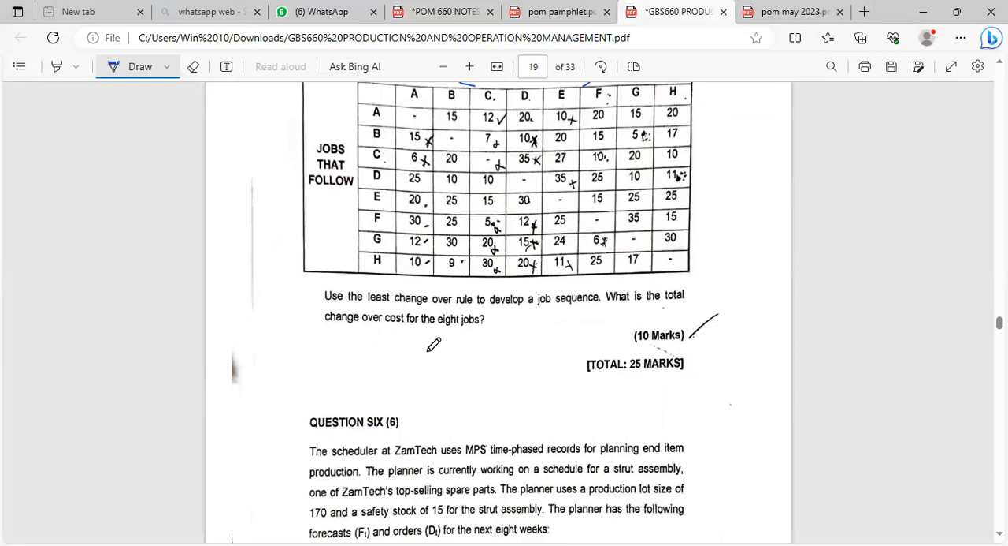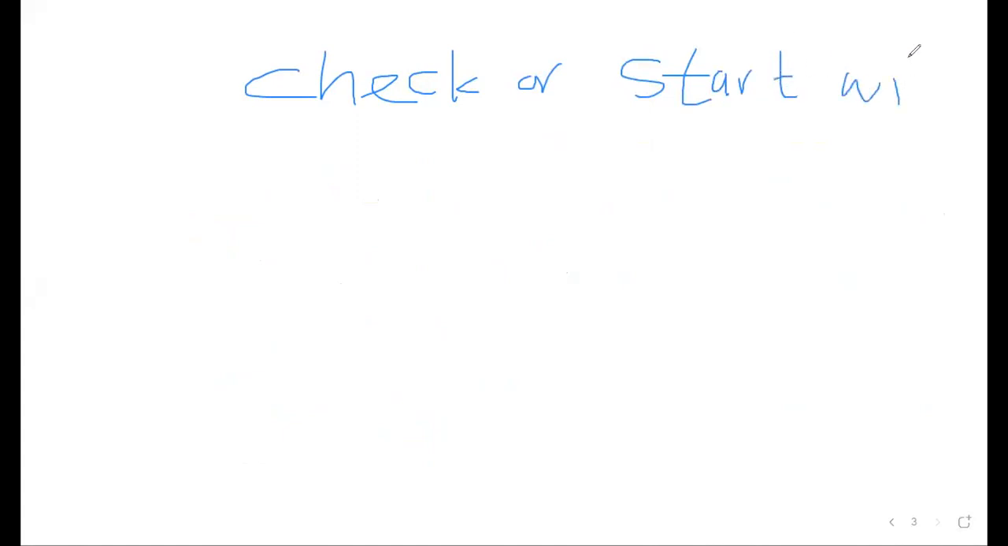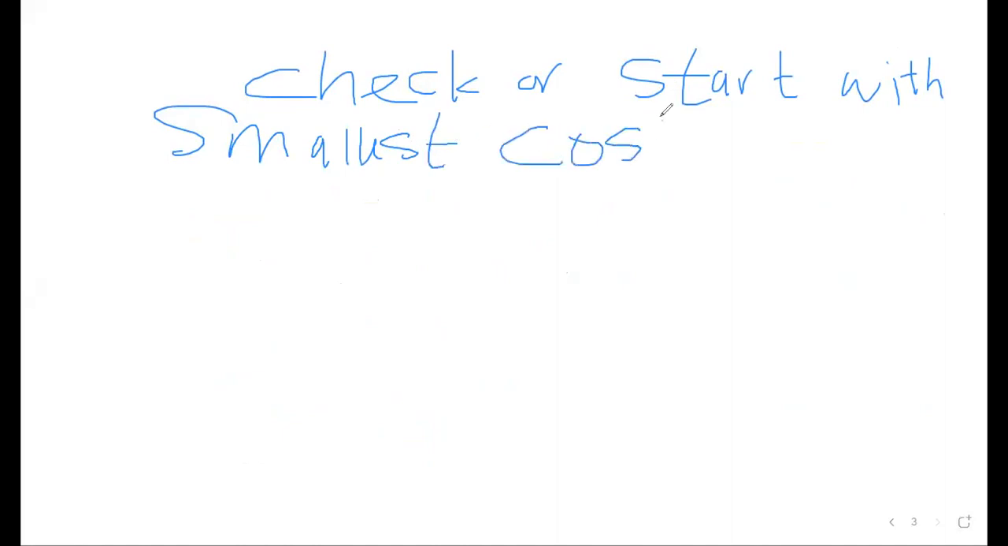From here, what is important is that we really need to understand the rationale of what is going on. I have to make mention here that in the changeover cost, check the smallest cost. Check or start with the smallest cost.